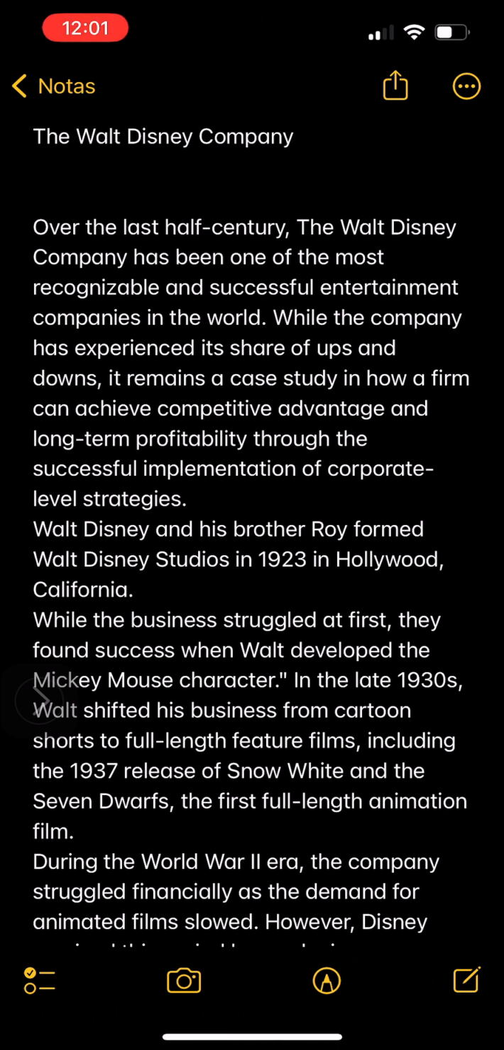Walt Disney and his brother Roy formed Walt Disney Studios in 1923 in Hollywood, California. While the business struggled at first, they found success when Walt developed the Mickey Mouse character. In the late 1930s, Walt shifted his business from cartoon shorts to full-length feature films, including the 1937 release of Snow White and the Seven Dwarfs, the first full-length animation film.